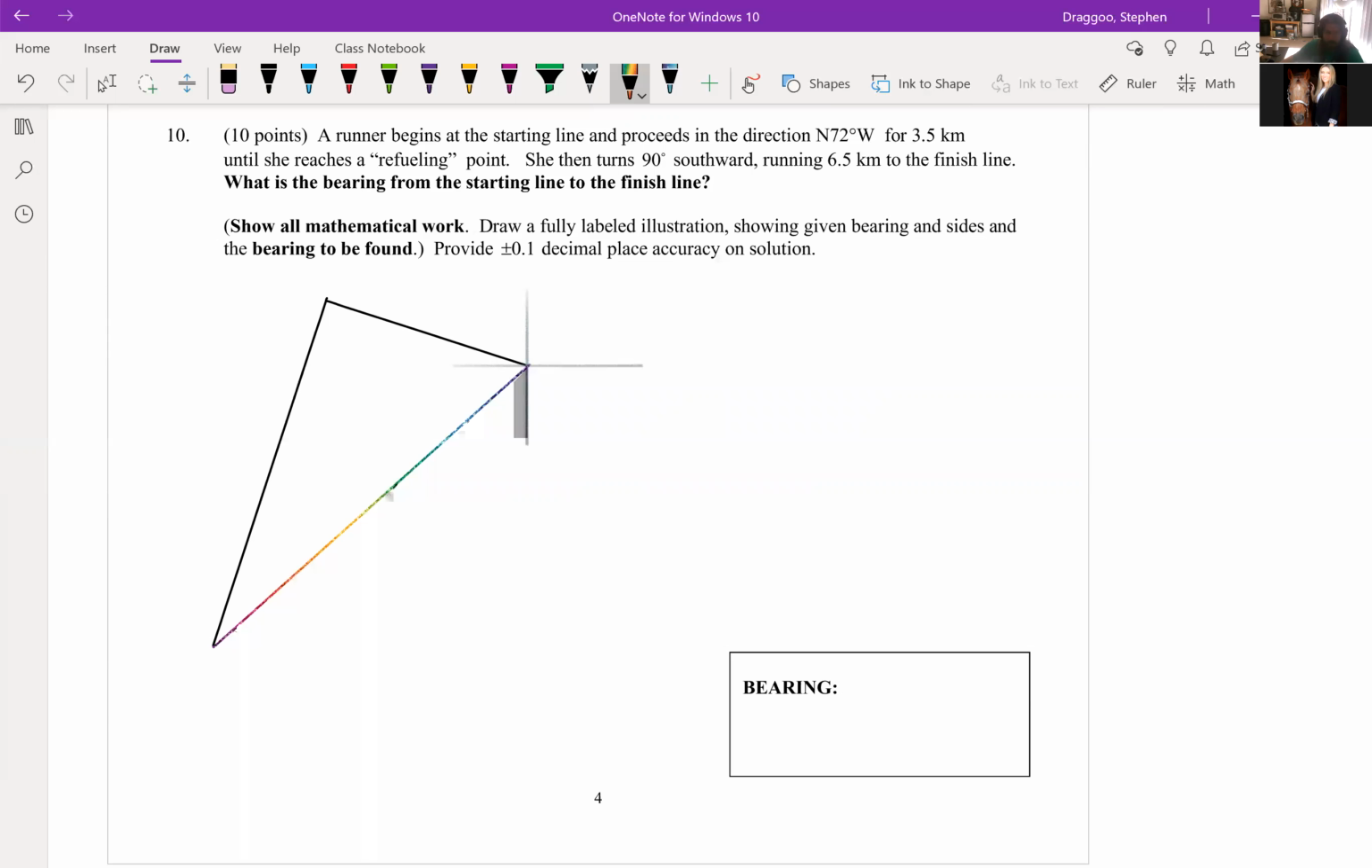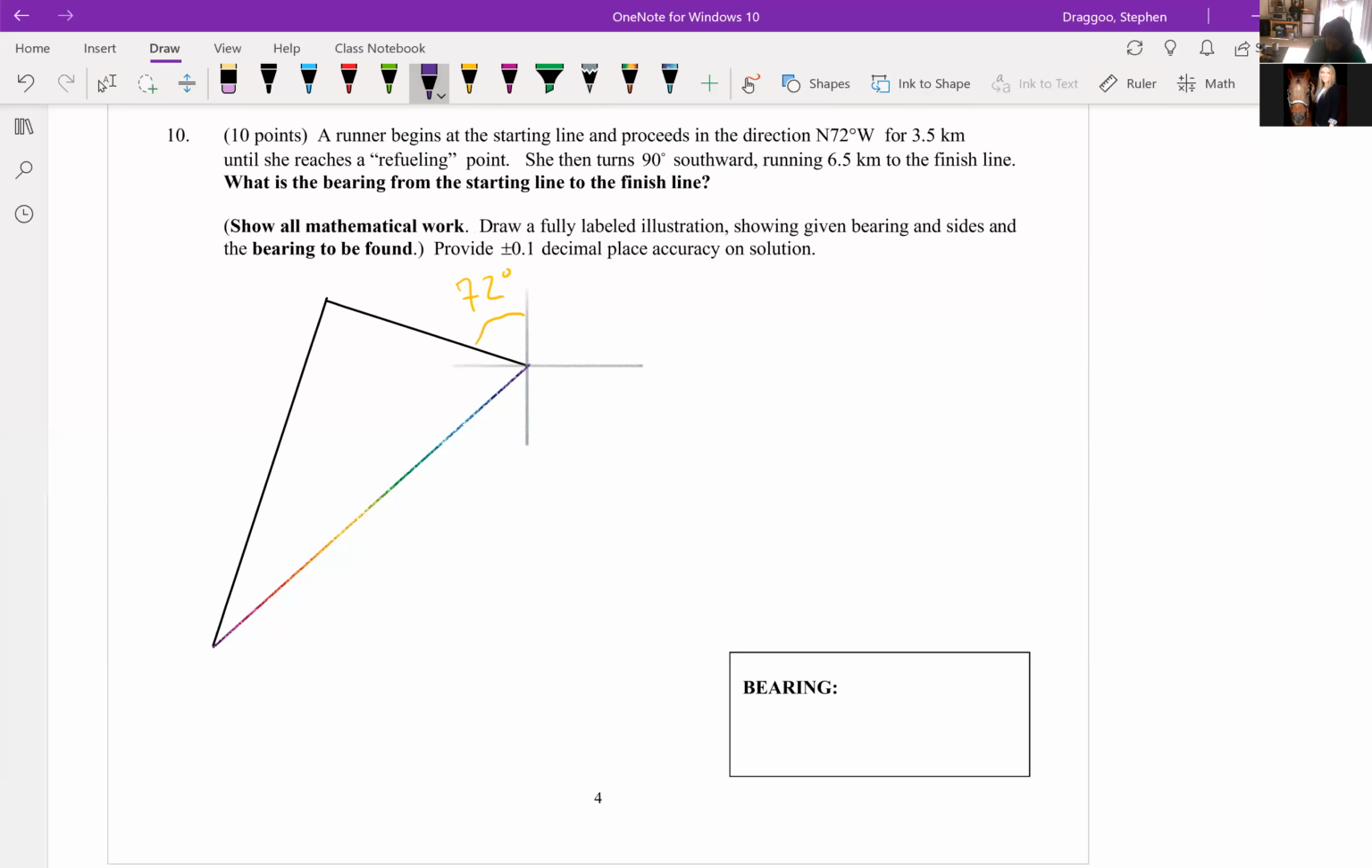All right, look at that beautifully drawn diagram, complete with all that stuff. So let's fill in the pieces that we know. We are told that we have an initial bearing angle of 72 degrees to the northwest. So this angle right here should be 72 degrees.